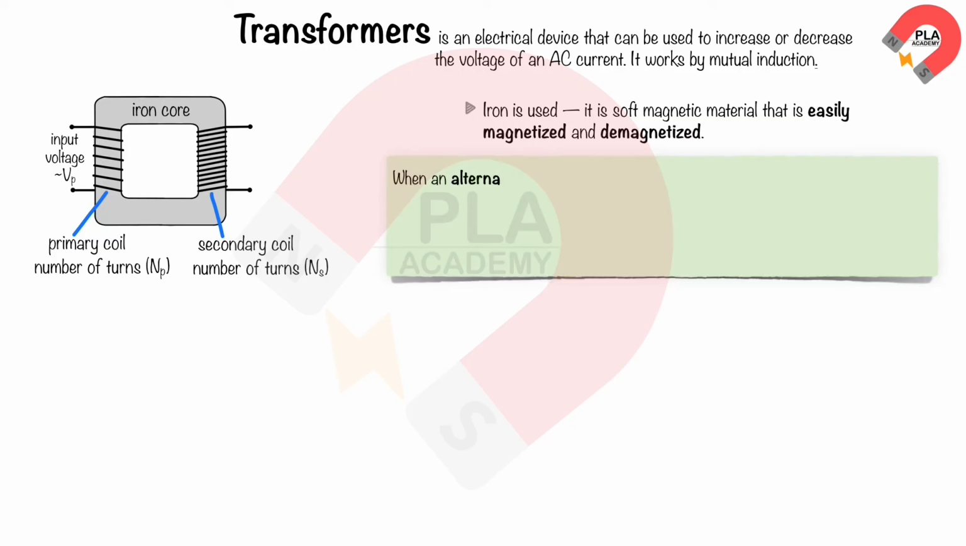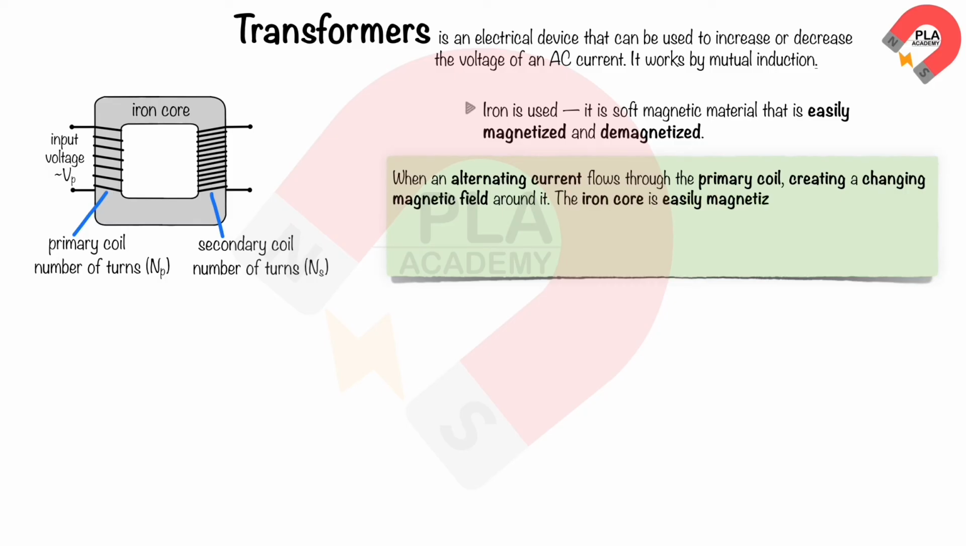When an alternating current flows through the primary coil, creating a changing magnetic field around it, the iron core is easily magnetized, so the changing magnetic field passes through it to the secondary coil.